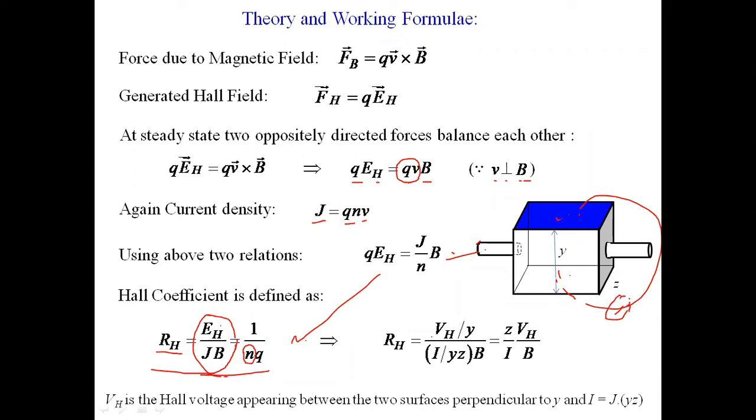So VH is easy to calculate. And then EH will be this potential difference divided by the separation. Say this separation, that means the distance between the upper and lower side, is Y. You can give it any name; I'm calling it Y. Then the electric field will be VH by Y. Done.